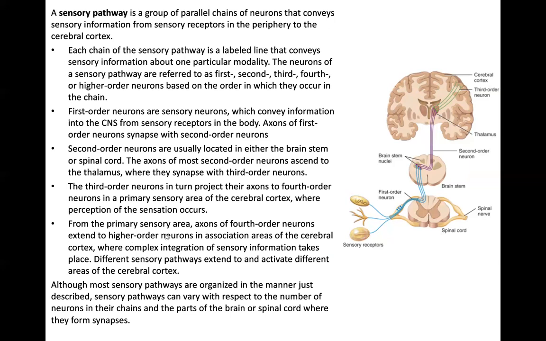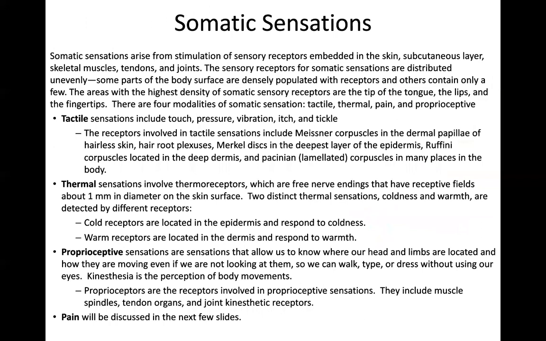Fourth order neurons can extend to higher order neurons and association areas in the cerebral cortex where complex integration of sensory information takes place. Different sensory pathways extend to and activate different areas of the cerebral cortex. Although most sensory pathways are organized in a manner just described, sensory pathways can vary with respect to the number of neurons in their chains and the parts of the brain or spinal cord where they form synapses. So this is just kind of an illustration that shows a pretty typical order, but not maybe the order for every single sensation.